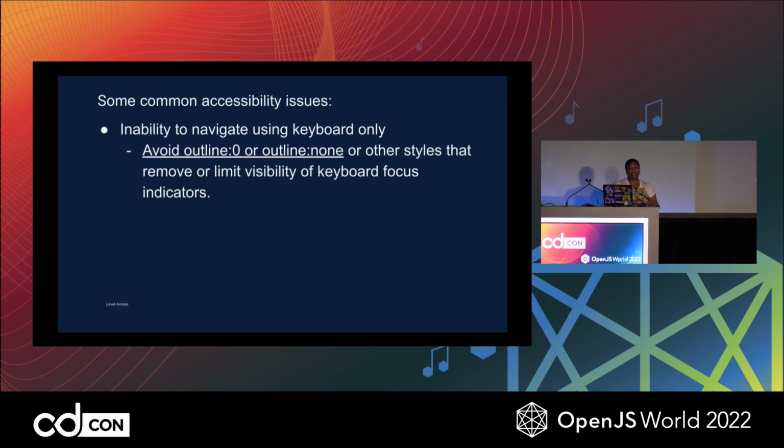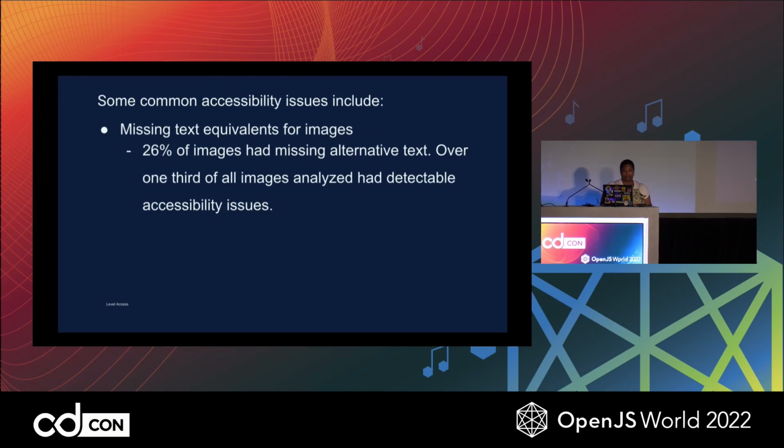So inability to navigate using keyboard only. So avoid outline: 0 or outline: none, or other styles that remove or limit visibility of keyboard focus indicators. Missing text equivalents for images: 26% of images had missing alternative text. So over 1/3 of all images analyzed had detectable accessibility issues with them.